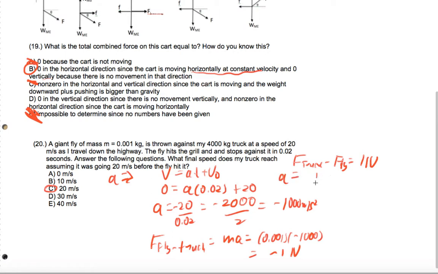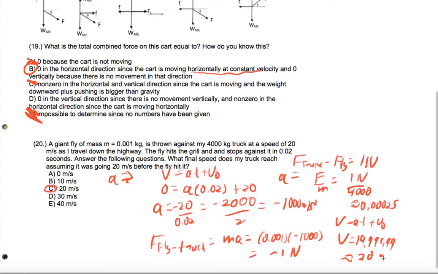So that's going to be force divided by mass, because I'm using F equals ma. So that's going to be 1 Newton divided by the mass of the truck, which is 4,000, and that's going to give us like 0.0025, some ridiculously small number like that. What that means is you can plug it into v equals at plus v naught if you really want to, but you're going to end up getting like 19.9999999. In fact, I'll just write 19.99999, which is about 20 meters per second.